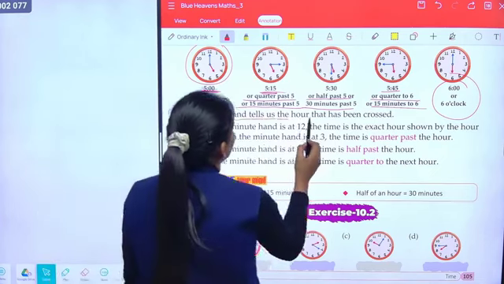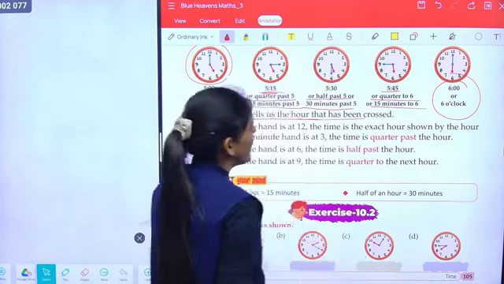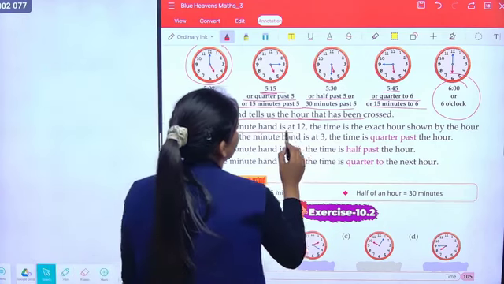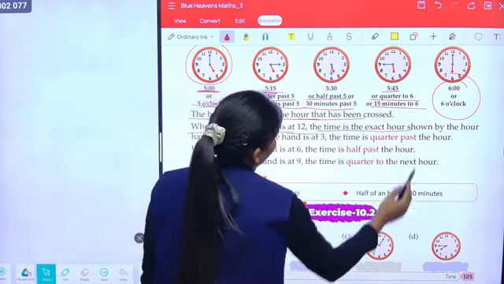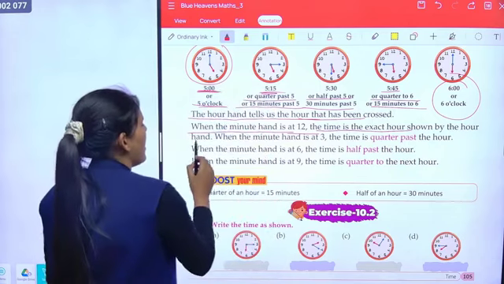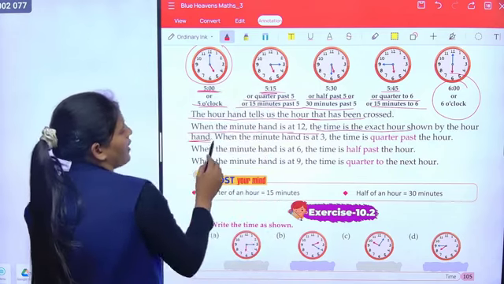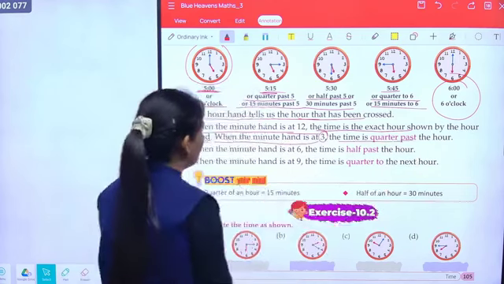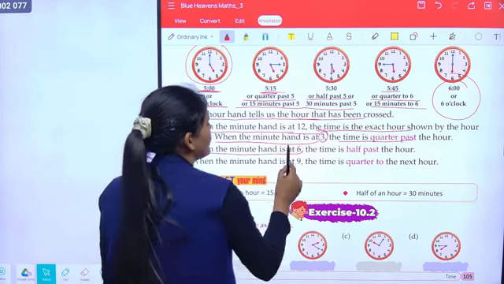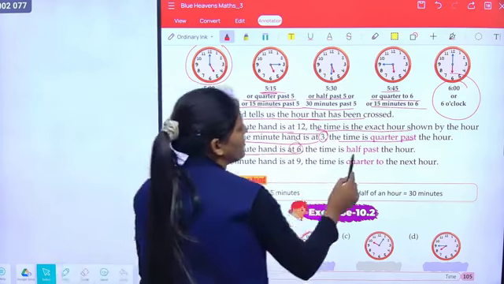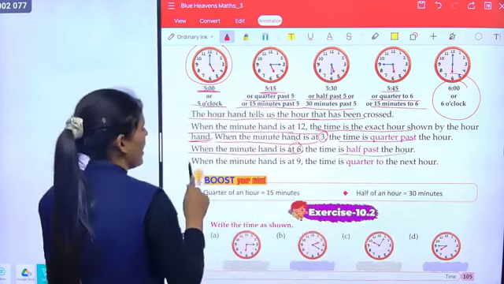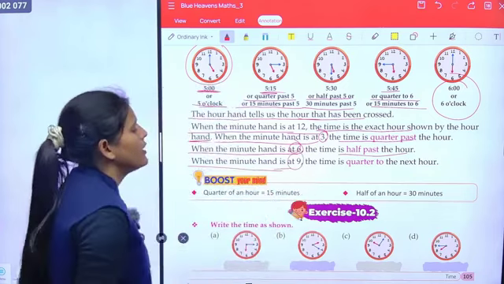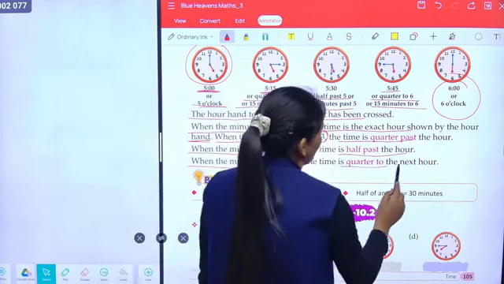The hour hand tells the hour that has just passed. When the minute hand is at 12, the time is the exact hour shown by the hour hand. When the minute hand is at 3, the time is quarter past the hour. When the minute hand is at 6, जब 6 पे होगा वो क्या होगा? Half past the hour, means आधा घंटा. When the minute hand is at 9, the time is quarter to the next hour.